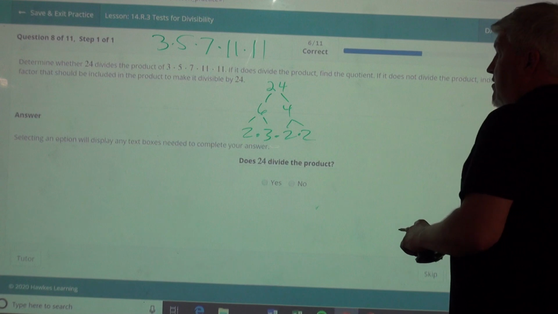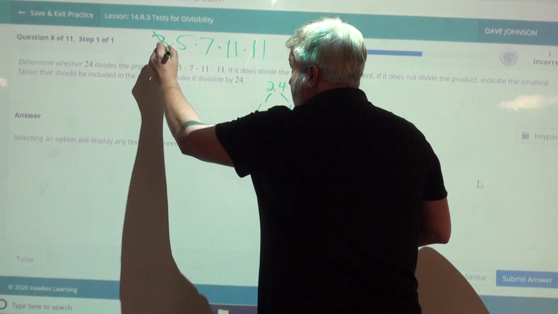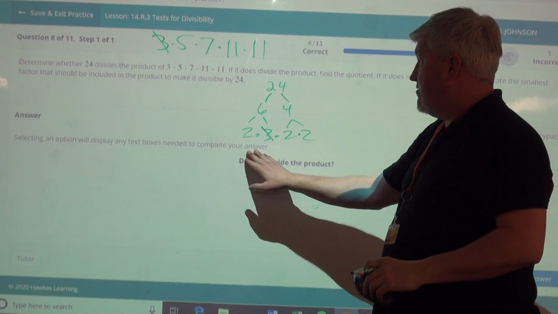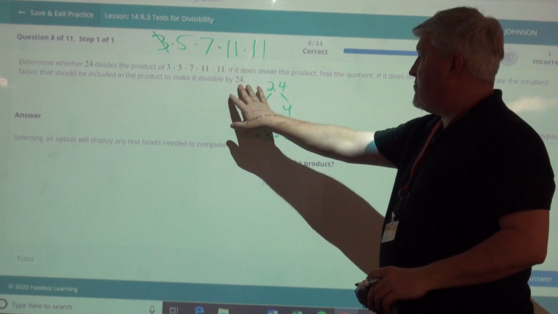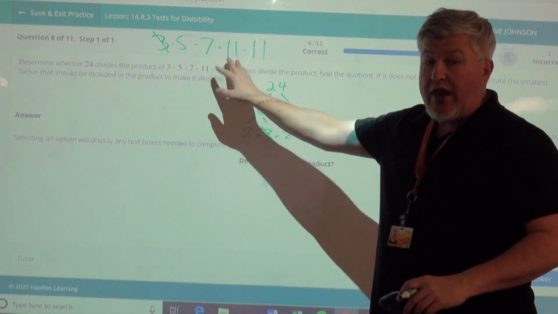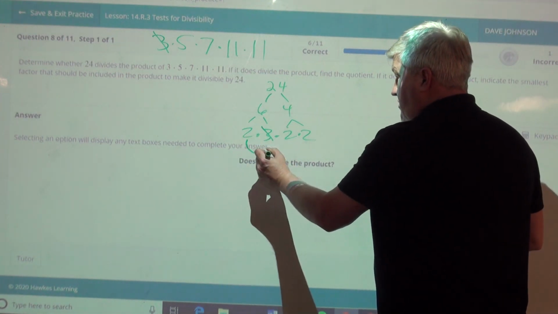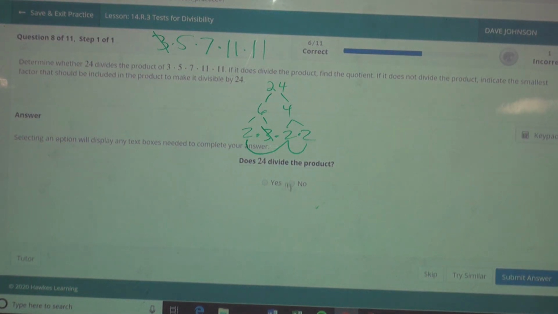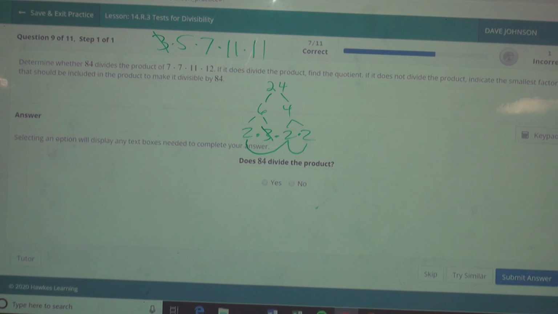Okay? So the only common factor is 3 and 3. So what I'm left with is 8. Do I have that up here? Any 2's at all? I don't. Is this divisible by 24? It is not. What is the smallest factor I need to put into there? It is what's left over here. 2 times 2 times 2, which is 8. Good, I was hoping it gives me one more.